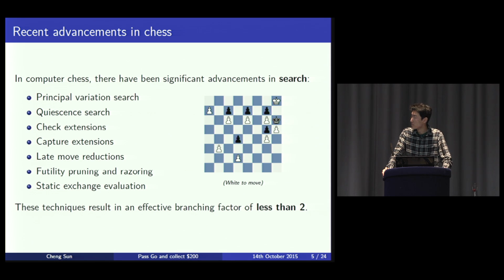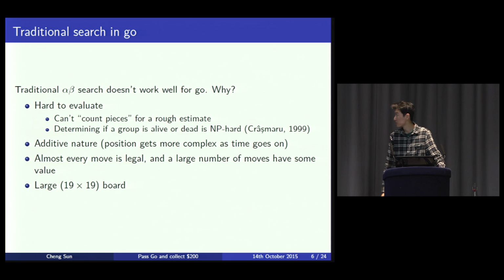And most of the improvements have been through search advancements, the biggest being principal variation search. All of these techniques kind of come together to reduce the effective branching factor to less than 2 for most positions, which is why a chess engine can now look 30, 40, or more plies into the future. So this didn't really pan out for Go. None of these improvements translated into the Go world.